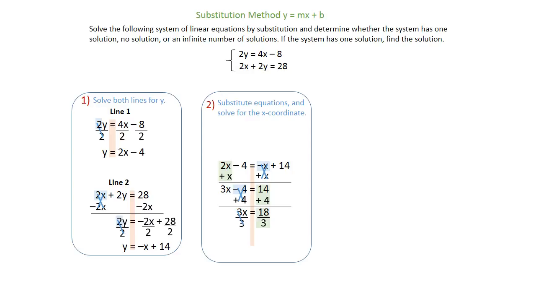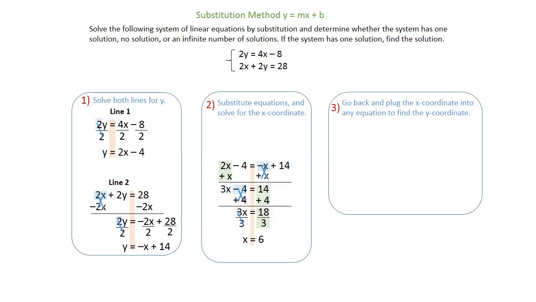Last step is divide by 3. Divide the 18 by 3, and that gives you x equals 6. That's your x coordinate. So we have substituted the equations, we found our x.